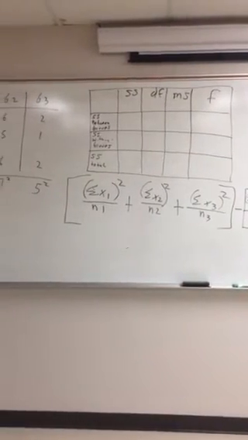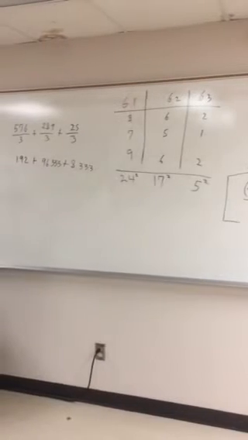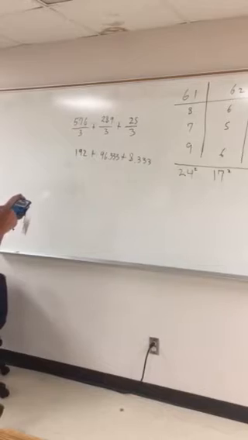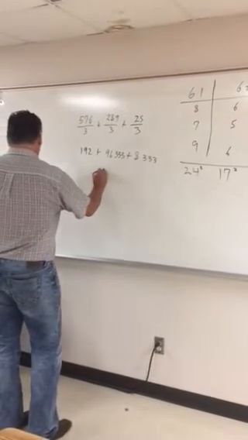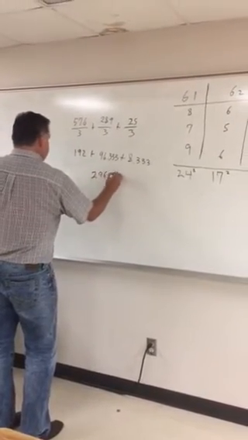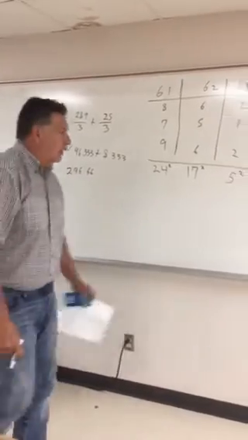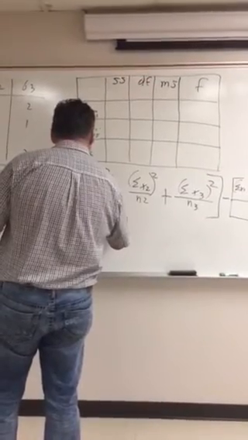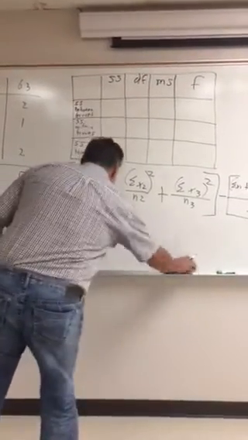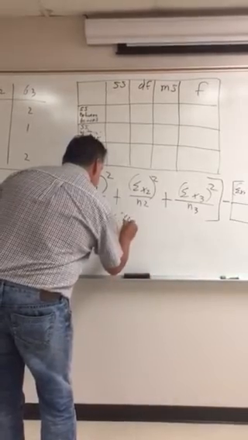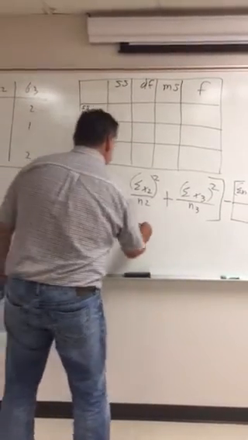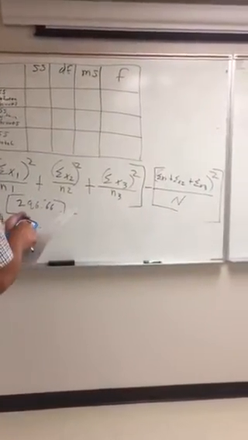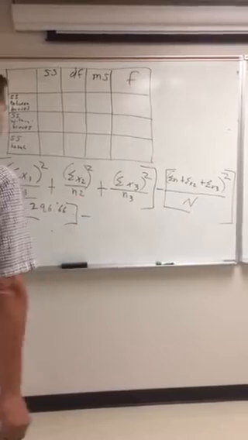So I got 192 plus 96.333 plus 8.333 gives me a value of 296.66. So I got this part figured out: 296.66. Now I need to figure out the other part. So I've already got those numbers there. So I've got the sum.